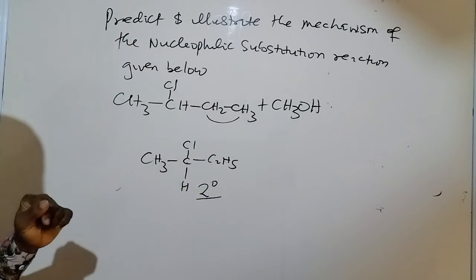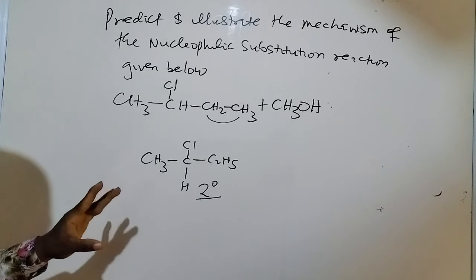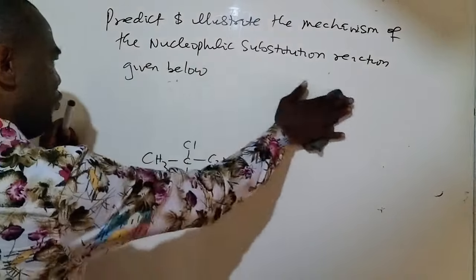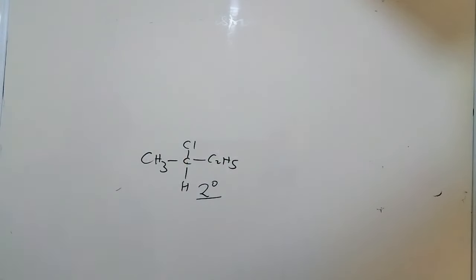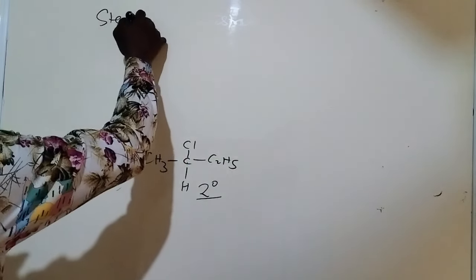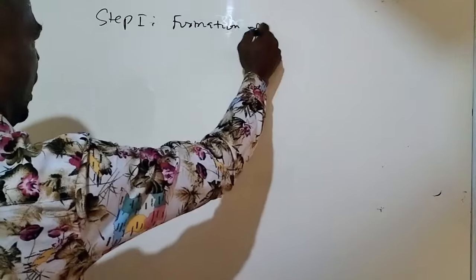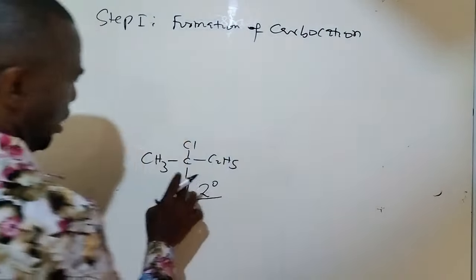So first of all, we're going to show the mechanism step by step, because SN1 reaction mechanism occurs in 2 steps. So the first step is nothing but the formation of the carbocation. So step 1 is formation of carbocation intermediate. So that's the first thing to happen here.